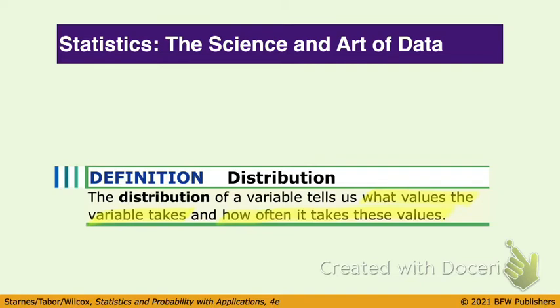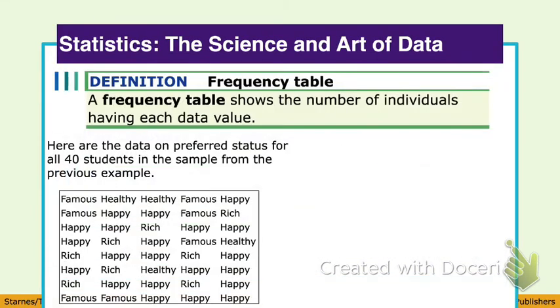So the first way that we're going to display a distribution is something called a frequency table. What do you guys think a frequency table is? Like how often? It's a table of how frequent something shows up. That's exactly what it is. So, yes. Here is a frequency table. It's going to show the frequency, or the number of individuals that have each of the data values. That's a frequency table. Table of the frequencies.